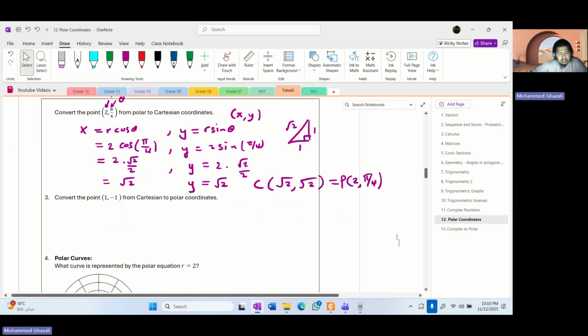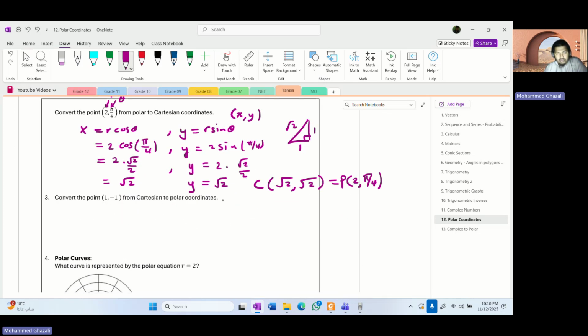Now, let's convert the point (1, -1) from Cartesian to polar. It's very important to see where the location of this point (1, -1) is. (1, -1) is right here.